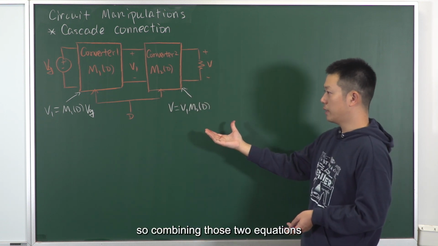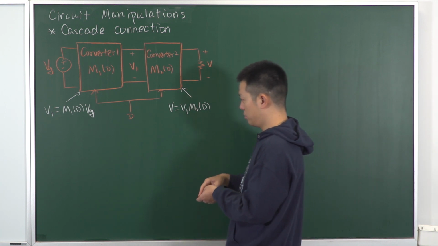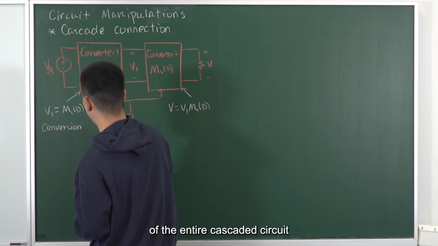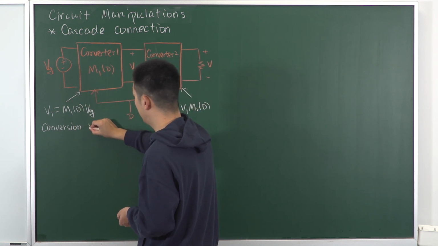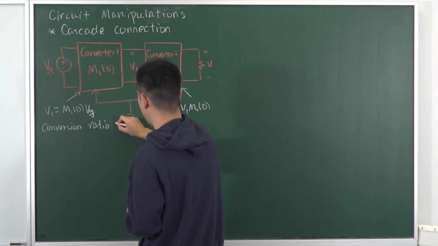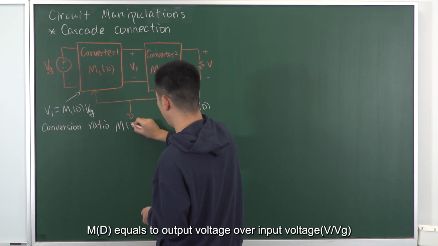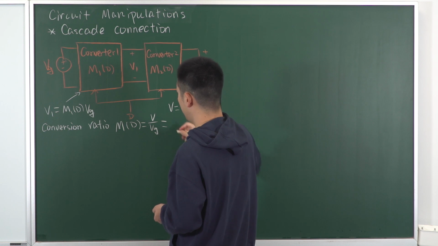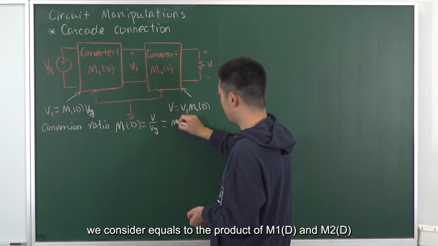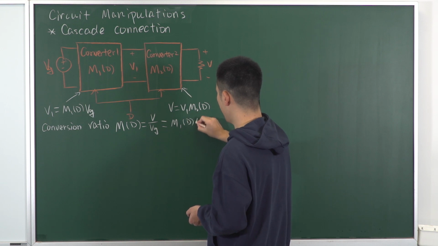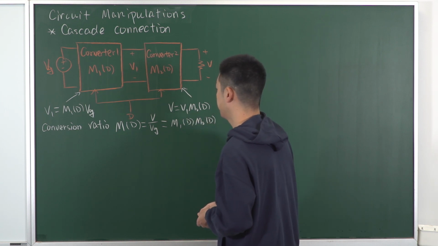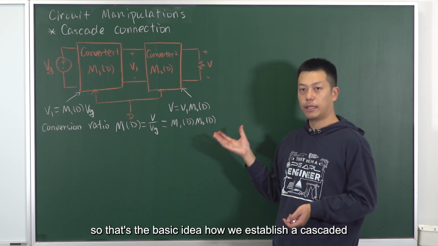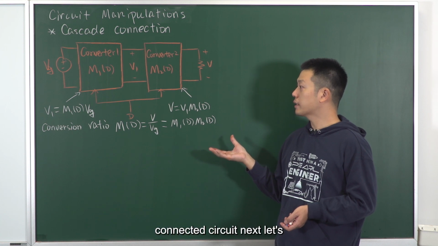So combining those two equations, we can see the overall conversion ratio of the entire cascaded circuit. MD equals output voltage over input voltage. By combining those two, we can see that it equals the product of M1D and M2D. So that's the basic idea of how we establish a cascaded connected circuit.